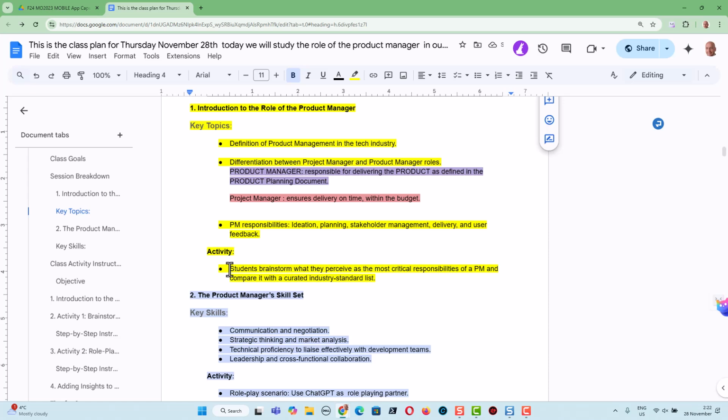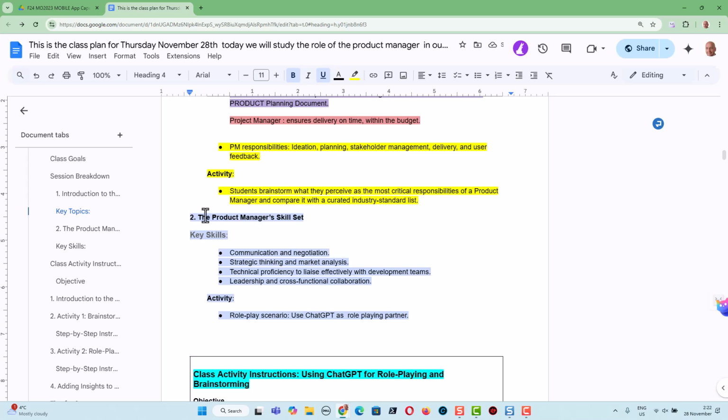So now you're going to brainstorm what you perceive as being the most critical responsibilities of a project manager, of a product manager. And compare it with standards of what's going on based on some industry studies. So that's part 1 of what you're going to be doing right now.